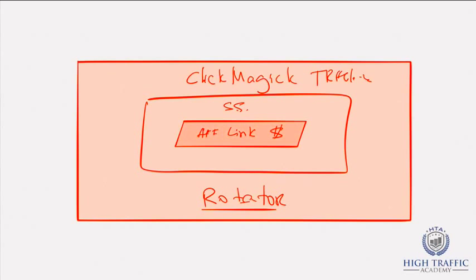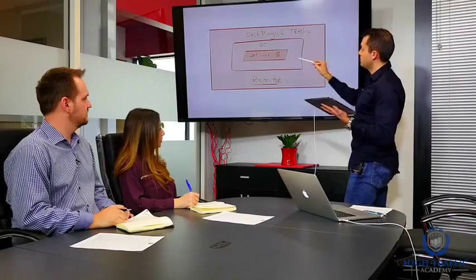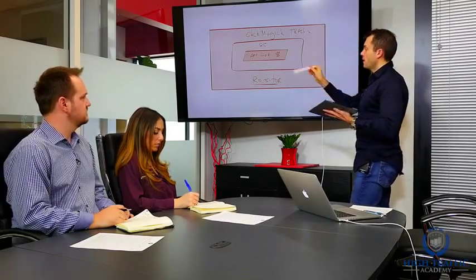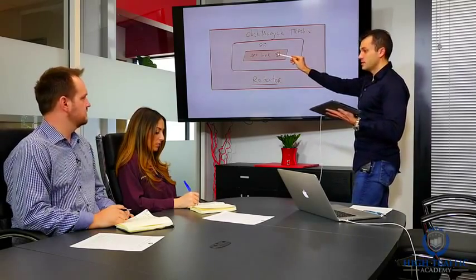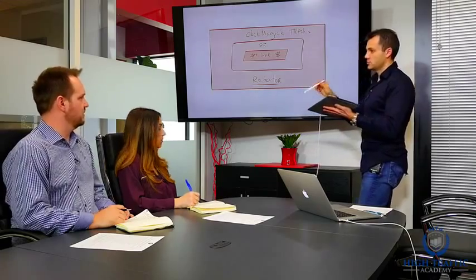This is our rotator link, and then the Site Suite links will be within the rotator link, and then our affiliate link that pays us money will be within the Site Suite links. So that's how the structure is structured. Make sense? So let me show you how to do that with ClickMagick, which is a tracking system.